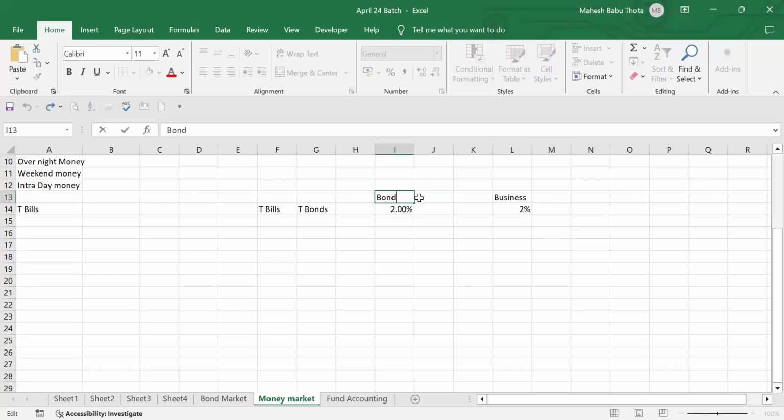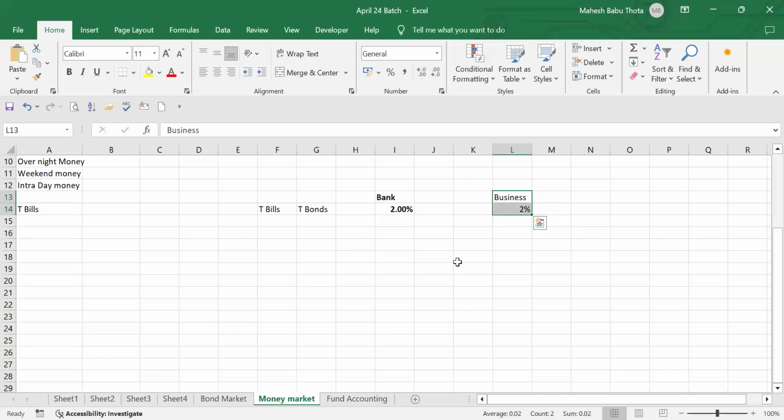Because even if I keep the balance in my bank account, I'll get 2% interest, right? Without risk, there is security in the bank. Without risk itself, I'm able to get 2%. Then why should I take a risk and do business for a 2% return? Getting the point?